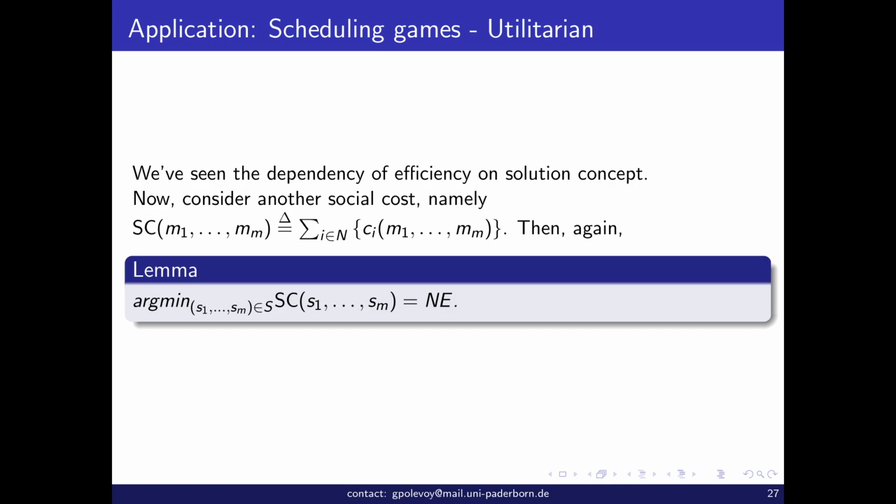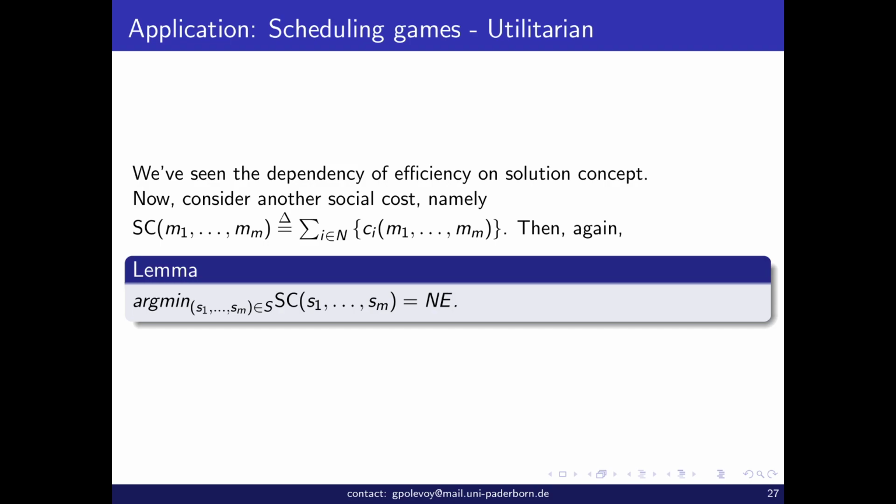Now let us look at another interesting case, and that's about the dependency of the efficiency on the social cost. So now let us take the social cost which you usually take, which is just the sum, the utilitarian social cost. Not the maximum, but the sum of the costs. So we just want to minimize the sum of the costs. So first we show that again the argmin of the social cost, this new social cost, is exactly the Nash equilibria.